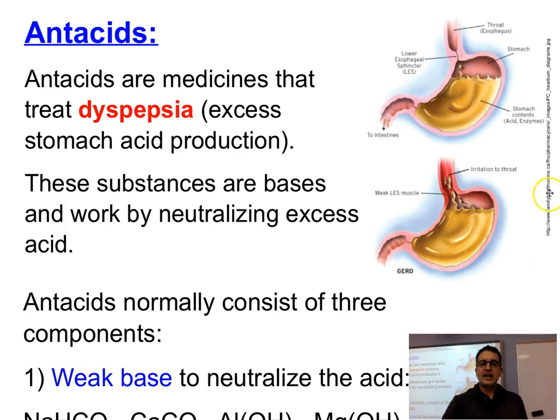Now, what are the three components? And sorry, let me just talk about this image here. Here, our esophagus normally has a sphincter that closes off the acid and does not allow the esophagus to actually get some acid. When we have problems with dyspepsia, with too much acid production, the acid can flow back up because the sphincter allows for that acid to flow back up through your throat to your esophagus, and that's what is going to cause that discomfort. All right.